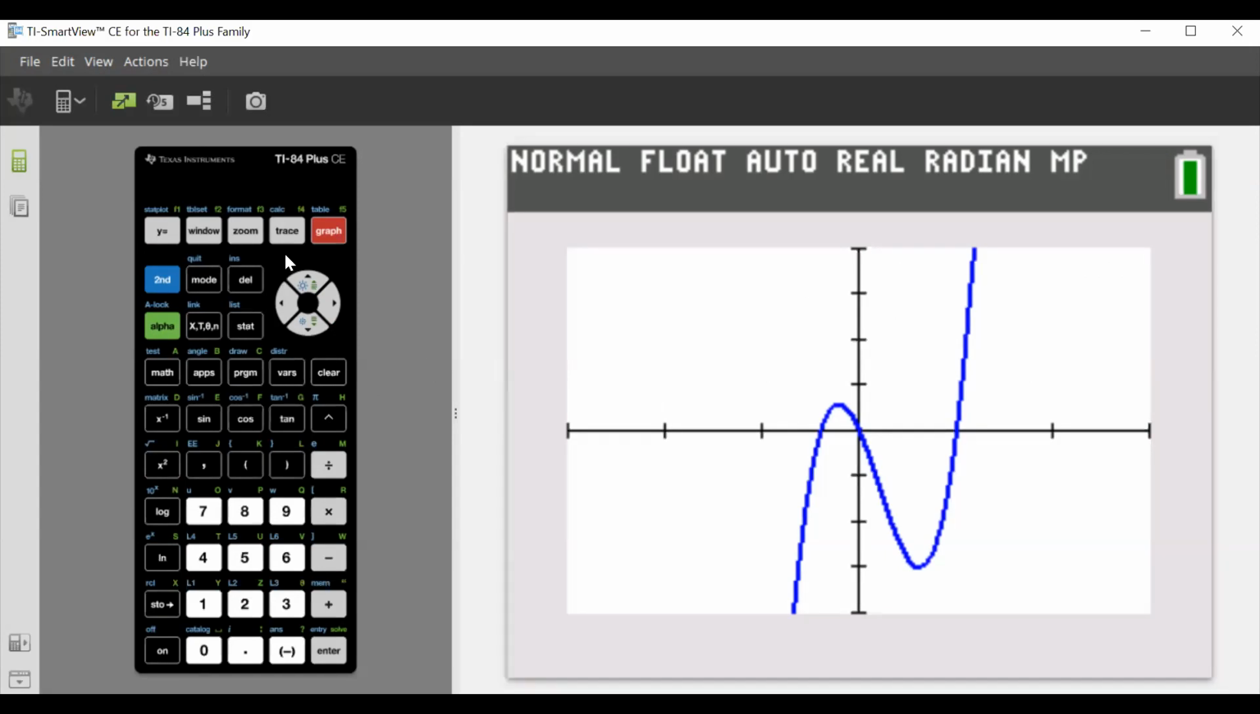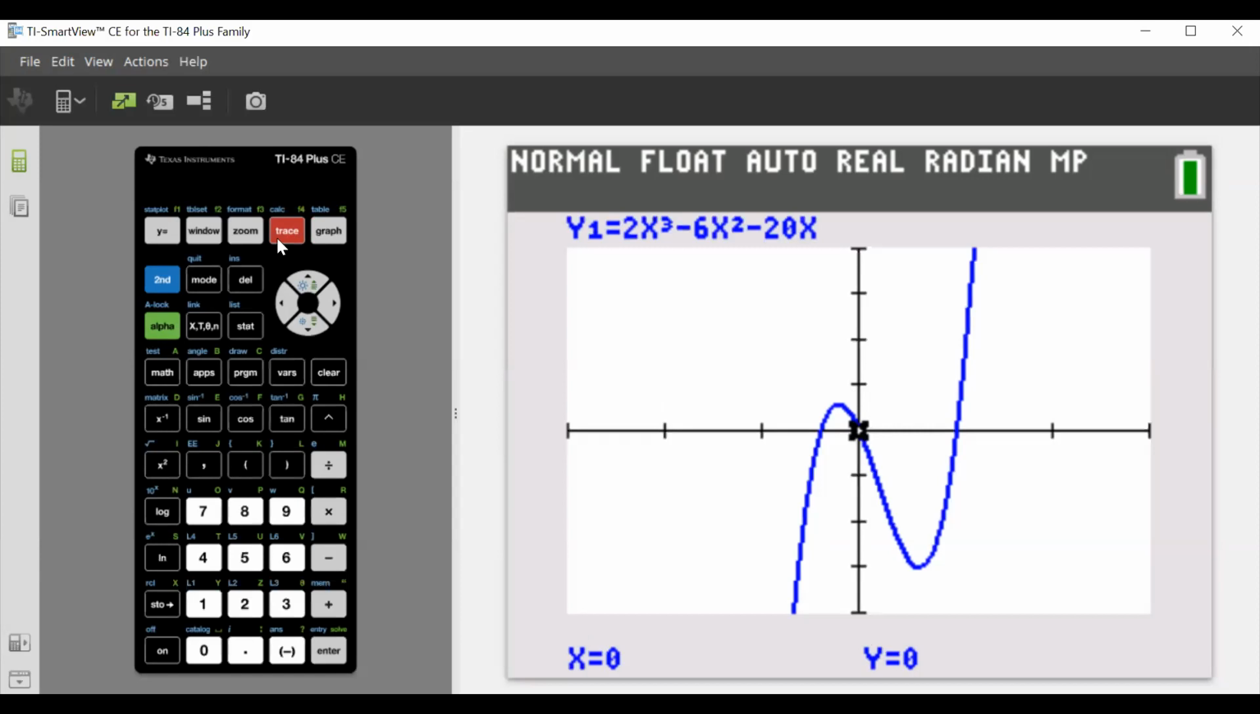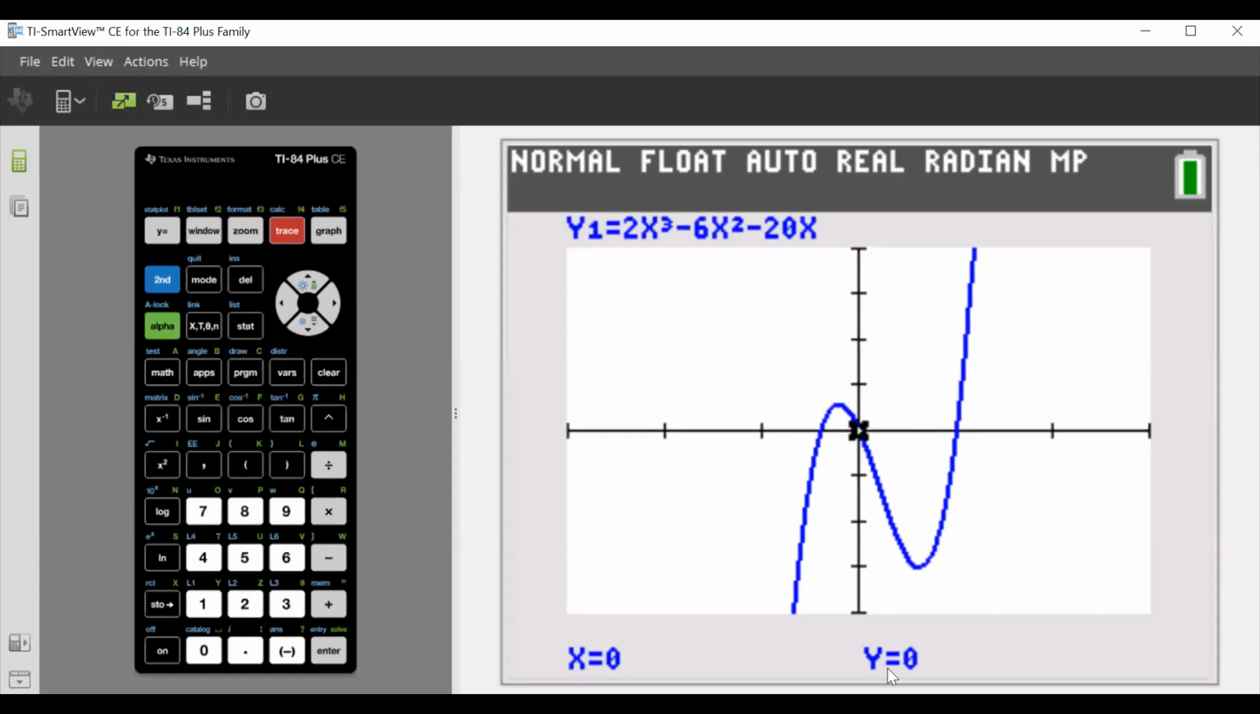And what we can do is we can find our first intercept, the y-intercept, and that's going to be x equals 0, 0. That's where it crosses the y-axis. And so that one they give you, you don't have to do anything. You just have to hit trace and enter, and it gives you the intercept.